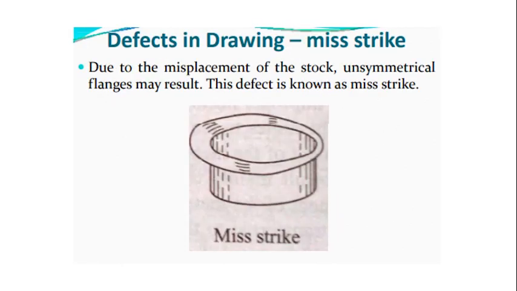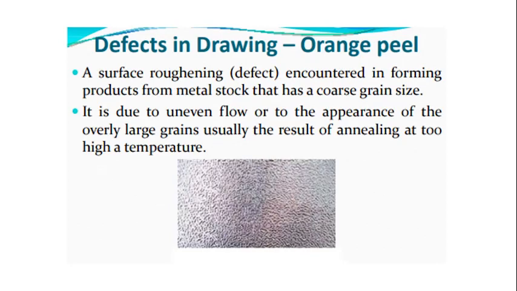Okay, this is one more defect that can form during drawing, that is misstrike. Suppose there is some slight misplacement of the stock or your blank, then your flange will be unsymmetrical. So this defect is known as misstrike. Then the orange peel. So what is orange peel?